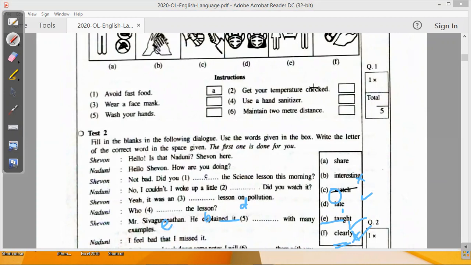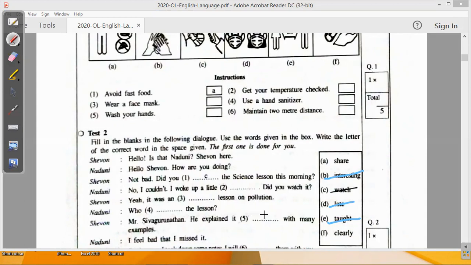Mr. Let me rub this off because I can't read the rest otherwise. Right, who taught the lesson? Now we have taken late, taught, interesting, and we are left with another couple of options that need to be filled with. Okay, right, who taught the lesson? That's done. Mr. Sivagurunathan, he explained it with many examples, right?